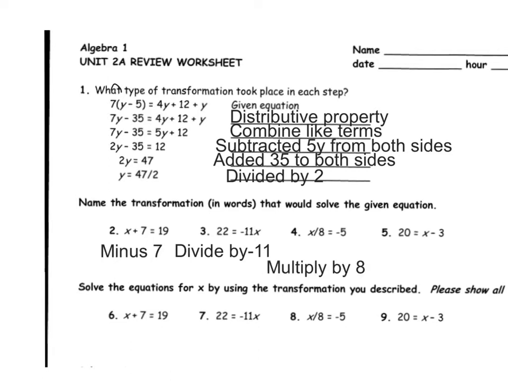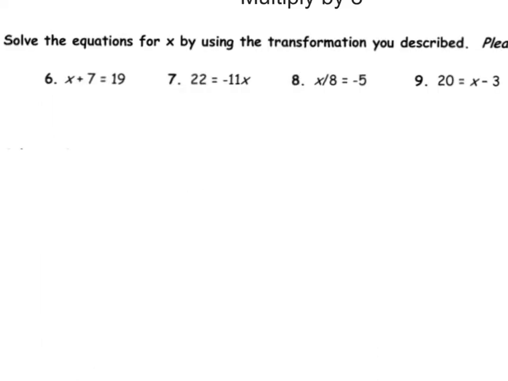Number 5, same thing. How do I get x by itself? Instead of minus 3, I'm going to add 3. Now on to number 6, we have to actually solve it. On the first one, we said we would minus 7 from both sides. That would give me x is equal to 12. 19 take away 7 is 12.